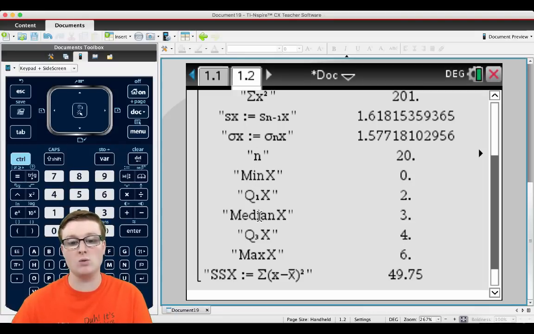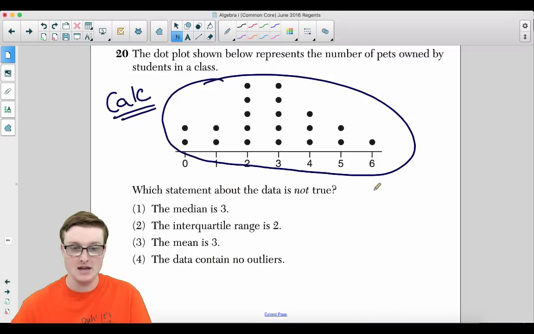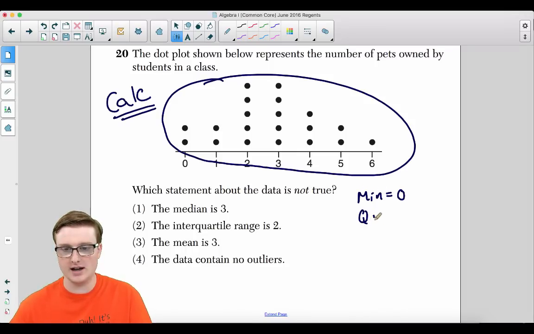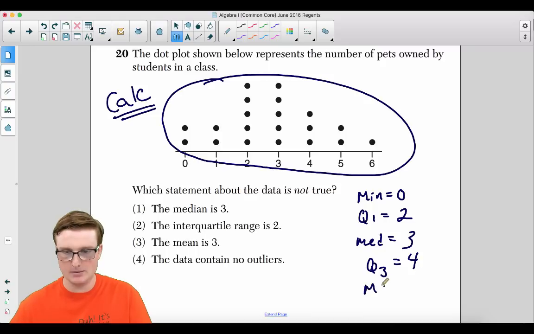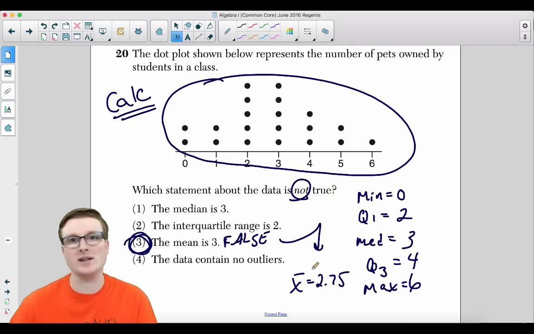Your min, quartile 1, median, quartile 3, max, and mean are listed here. Your mean is 2.75. Your min is 0, quartile 1 is 2, median is 3, quartile 3 is 4, and your maximum is 6. So which statement about the data is not true? The mean is 3. That is definitely false, because as you can see, the mean is 2.75. So that is going to be your answer.